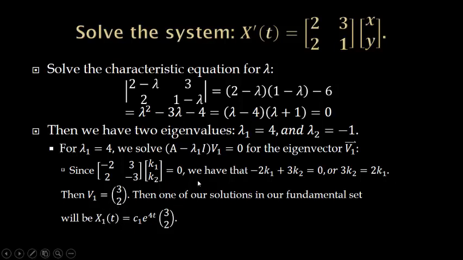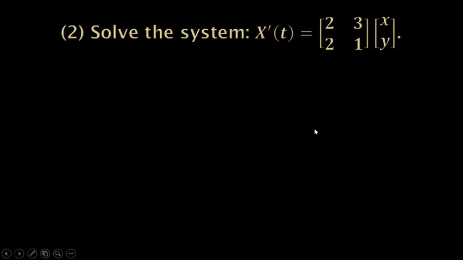So our fundamental set will contain the solution x1 equals c1, a constant multiple of e to the lambda t. We used lambda equal 4 here and got the eigenvector 3, 2. This will be one of our fundamental solutions. We'll now find our second fundamental solution by letting the eigenvalue equal -1.